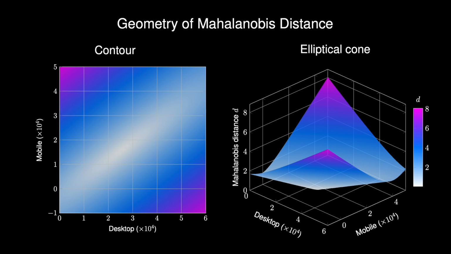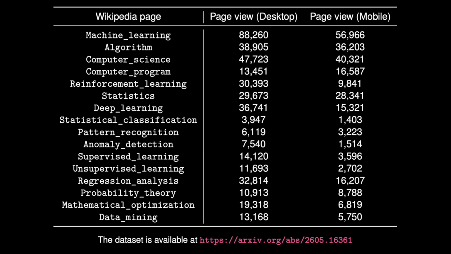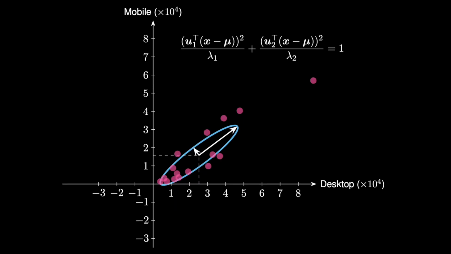Let's apply the Mahalanobis distance to each of the 16 Wikipedia articles. Each row is a point in 2D space, and we want to measure how far it is from the center of the distribution. Plotting the data points alongside the Mahalanobis ellipse reveals the structure clearly. Most articles are well inside the ellipse.